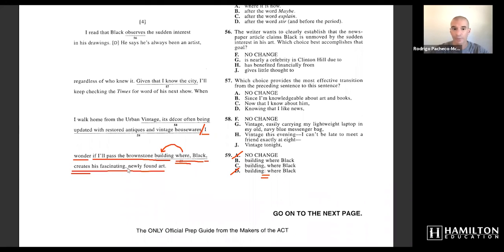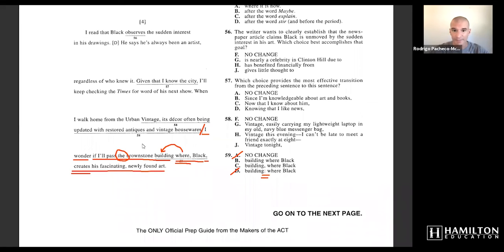So how do we know? Well, the article here is going to be very important. We're not talking about a brownstone building. We're talking about the brownstone building, which means that we are restricting the meaning of this sentence, this idea.